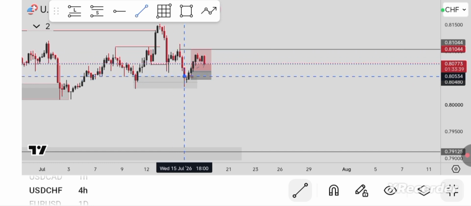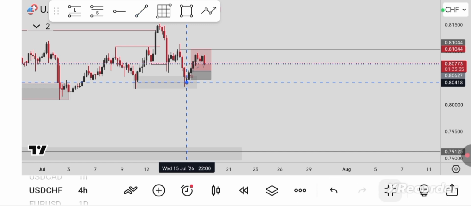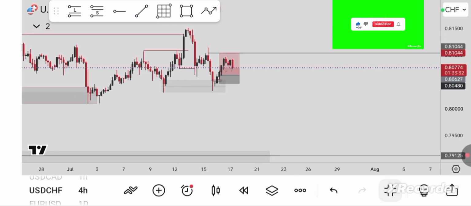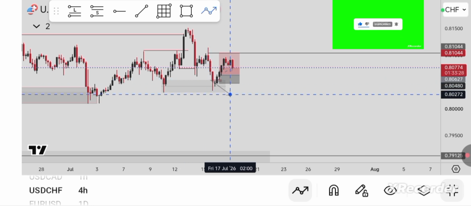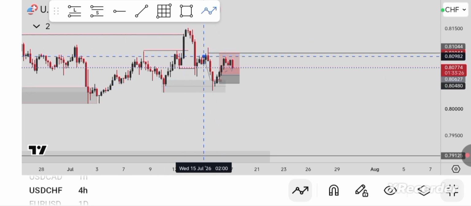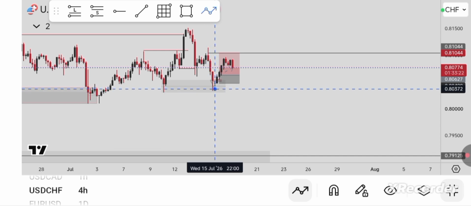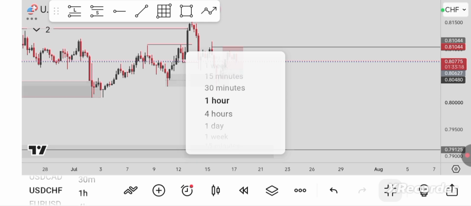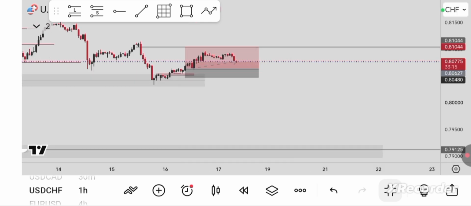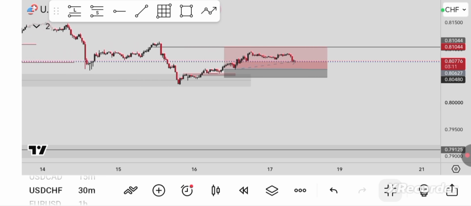Now, when the market tapped into my key level, I was waiting for a confirmation on the lower time frame. As you can see, after the market retraces back to my key level, I was waiting for a confirmation on the lower time frame. And what is that confirmation? Let's go down to the 30 minutes time frame. That was when I saw the confirmation.